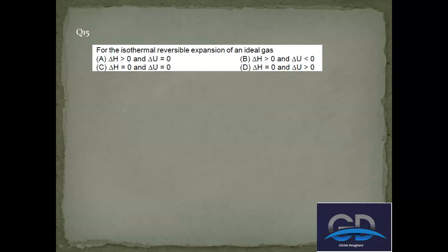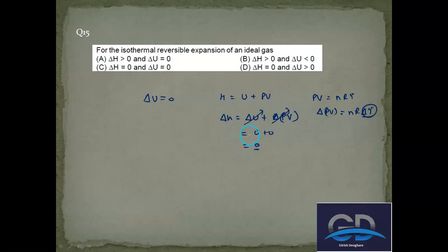Then for the isothermal reversible expansion of an ideal gas. When we say isothermal, we can say delta U will be equal to 0. H we define as U plus PV, so delta H will be equal to delta U plus delta PV. Now for the ideal gas, PV is equal to nRT, so delta PV will be equal to nR delta T, and there is no temperature change. Delta U is 0, delta PV is 0, therefore delta H will also be 0. So for this question the answer is C.